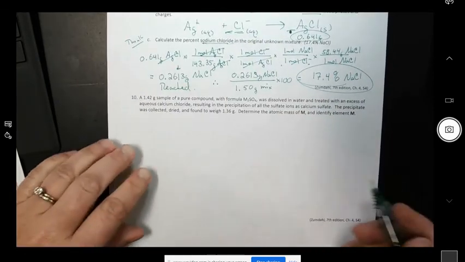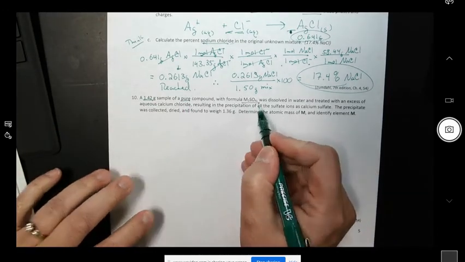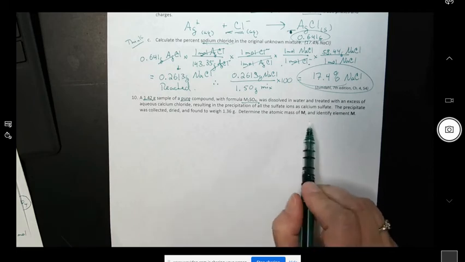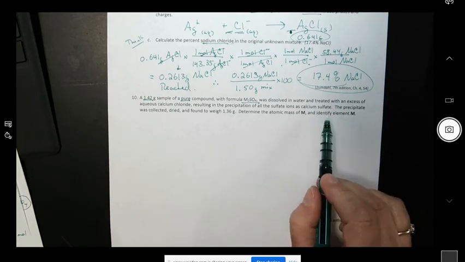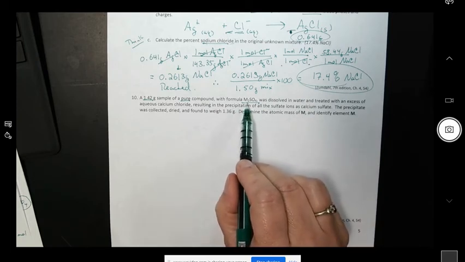Yay, last one. Same thing, except this time pay attention to the word pure. We have a pure compound that has this formula, but we don't know what that metal is. It was dissolved in water, treated with excess aqueous calcium chloride, and got a precipitate. So whatever that M is probably an alkali metal, because if you look at it, it's M2SO4, so it has to have a +1 charge.